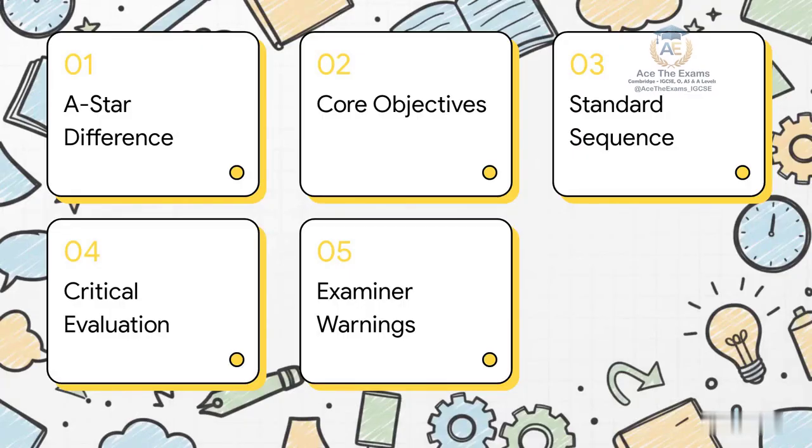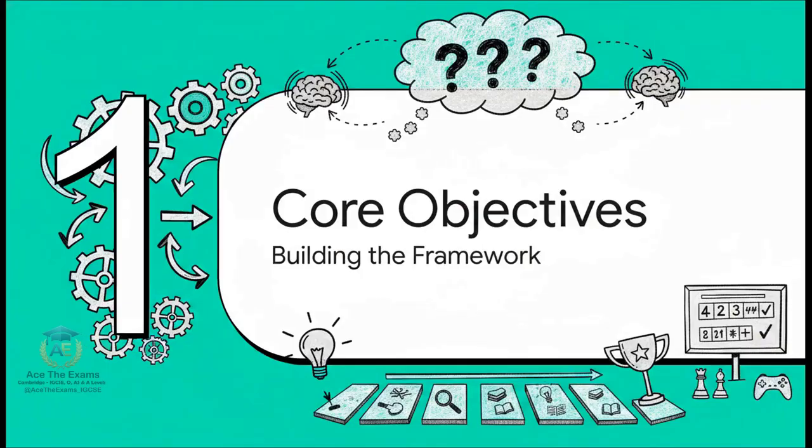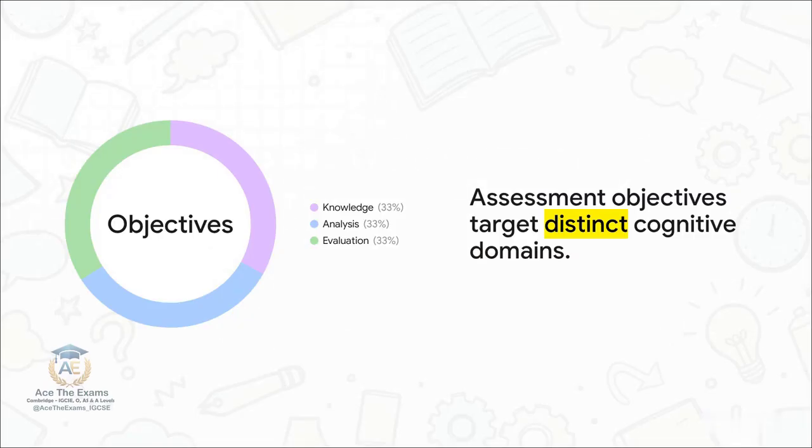Here is our executive briefing agenda for today's session. We'll look at the A-star difference, our core assessment objectives, the standardized sequence, mastering critical evaluation, and finally, those crucial principal examiner warnings. Let's move into Section 1, Core Assessment Objectives. This is where we build your structural framework. If you look at the data tickers on the examiner's screen, you'll see they are tracking 3 specific cognitive domains, or assessment objectives. You must demonstrate high-level competence across all 3 of these slices, not just basic knowledge.